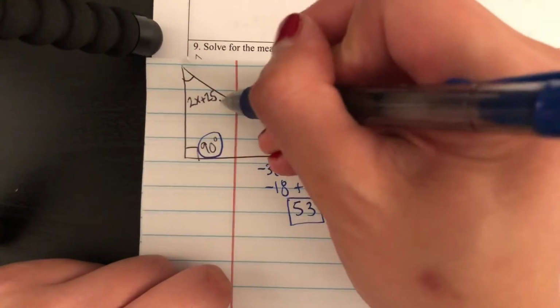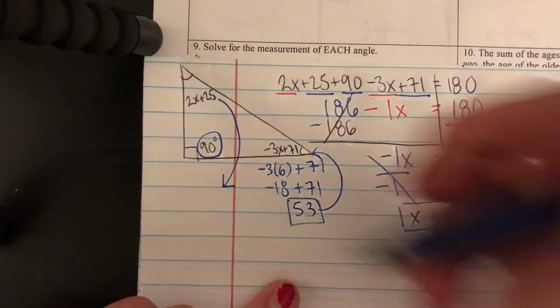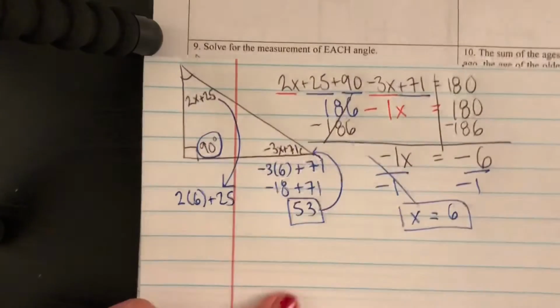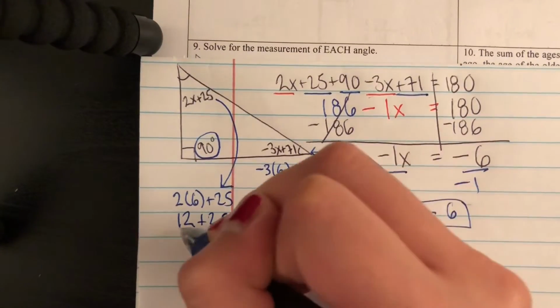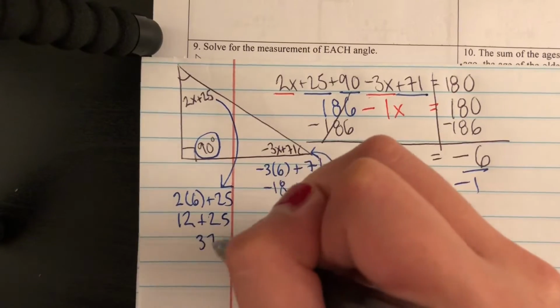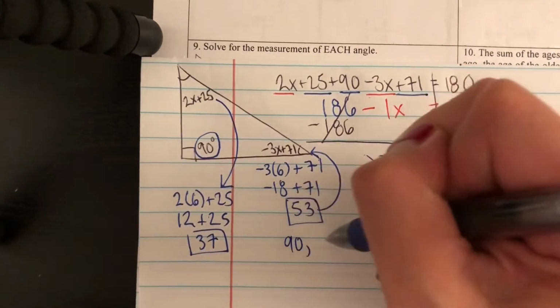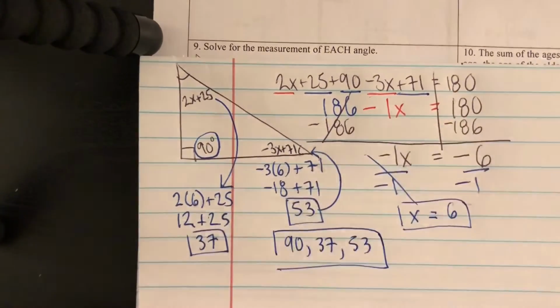Now, let's do this one. I'm going to plug in this value of 6. 2 times 6 plus 25. I'll get 12 plus 25, and when I add 12 plus 25, I get 37. So my three angles are 90, 37, and 53.